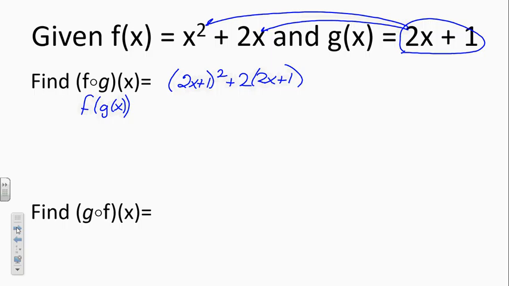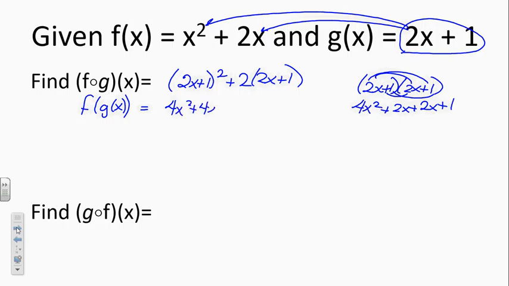Now I need to simplify. What do I get if I take 2x plus 1 and square it? Be careful. It's 2x plus 1 times 2x plus 1. 2x times 2x is 4x squared. Then 2x, 2x, and 1. So 4x squared plus 4x plus 1.